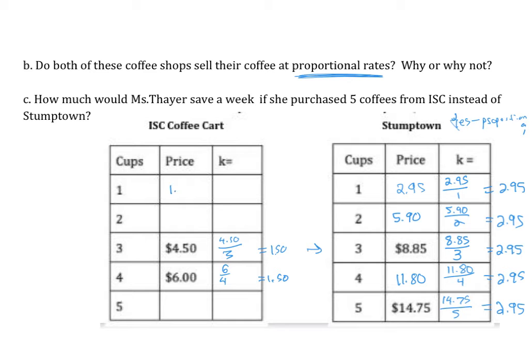We have 1 cup at $1.50. So $1.50 divided by 1 equals $1.50. We have 2 cups at $3. 3 divided by 2 is $1.50. And then you guys can go ahead and calculate 5 cups by saying 1.50 times 5. Oh, I'll just do it. So, okay, that is $7.50. Just double check your work and make sure that $7.50 divided by 5 is indeed $1.50, which it is. So these all share the same K, so this is yes, proportional.